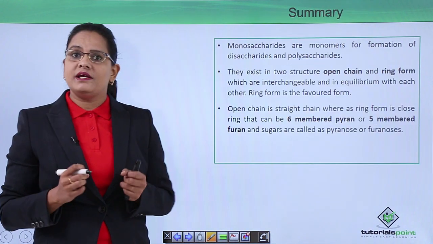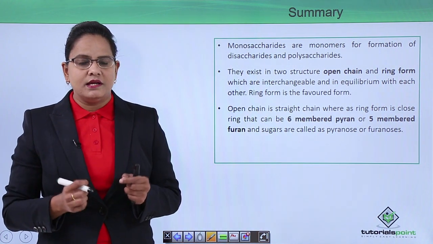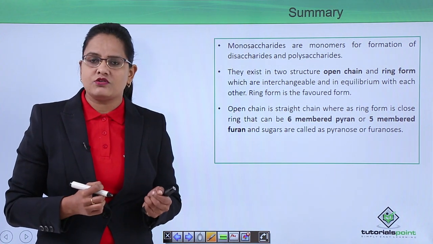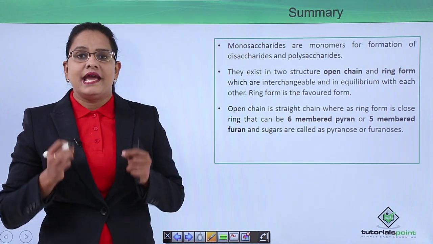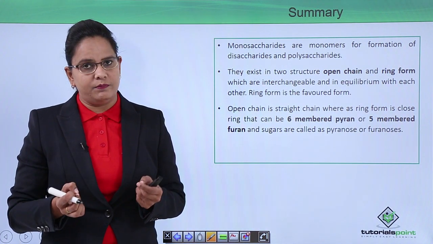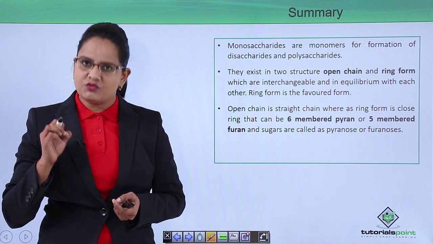So, if we summarize, we can say that the monosaccharides are the simplest sugars, right? And they exist in 2 structures, the open chain structure and the closed ring structure. These structures are interchangeable and in equilibrium with each other. But always the ring structure is favored.